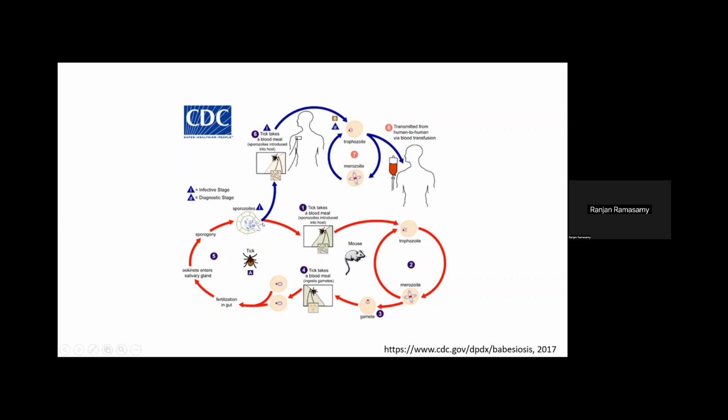which can then be transmitted to an uninfected mouse to continue this cycle in the blood, as trophozoites giving rise to merozoites, which infect uninfected red cells. But the sporozoites can also be inoculated on the rare occasions when ticks feed on humans. So these are fairly rare occasions.